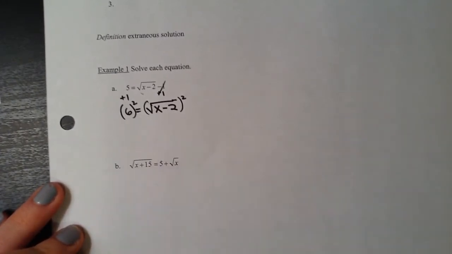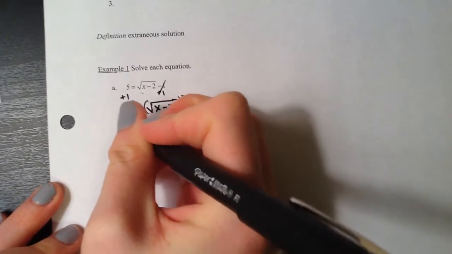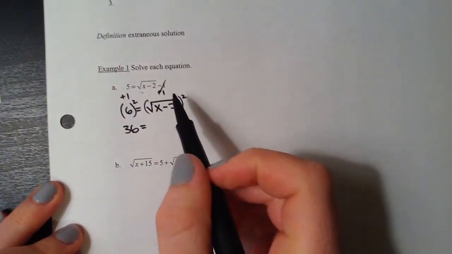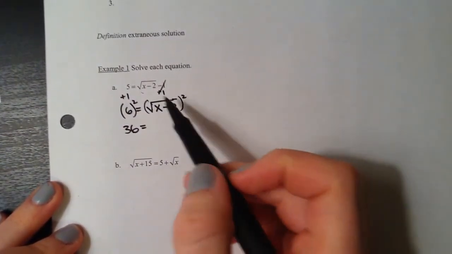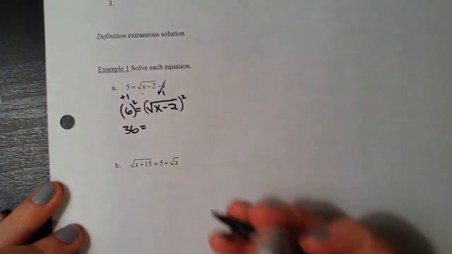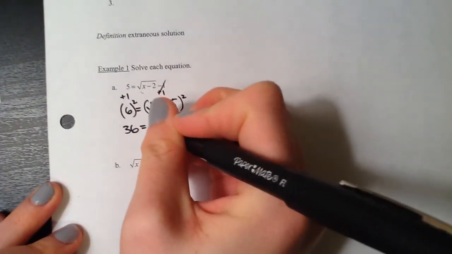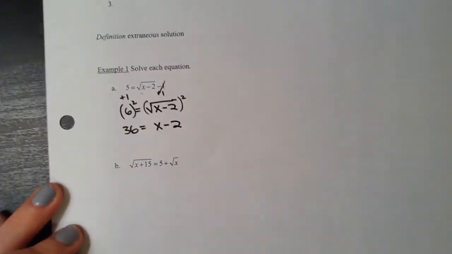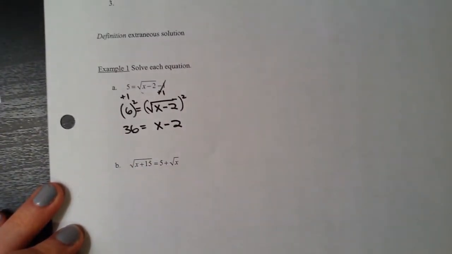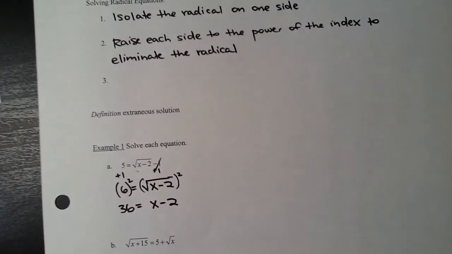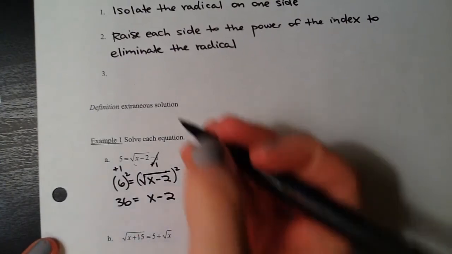All right, so we're going to clean this up. So 6 squared we know is 36 equals, and then what happens over here, like we said in step 2, it eliminates the radical because the square root, then squaring, those two actions, I guess, cancel each other out. And we're left with an x minus 2. Okay, so our last thing that we're going to do, step 3, is we need to solve the resulting polynomial equation.